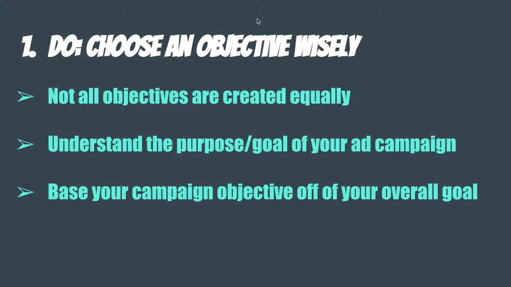So again, this last bullet point reiterates all that. You have to base your campaign objective off of your overall goal. So once you understand, okay, for this campaign we want to generate leads, right? We want leads coming in. Okay, so it's going to be a lead generation campaign in Facebook. Or, we're going to be running these ads and doing this campaign because we want to generate more brand awareness and get more people to know who we are. Okay, so then you choose an objective according to that.